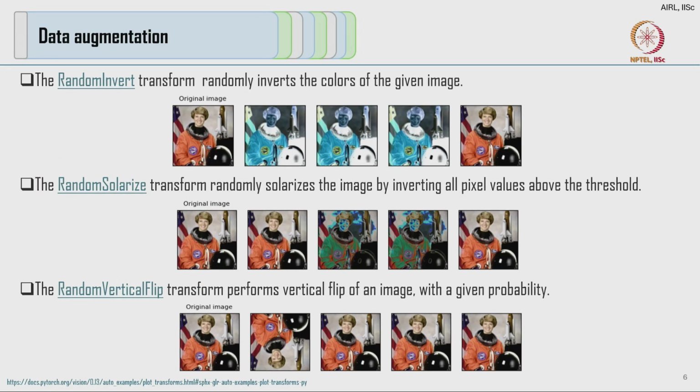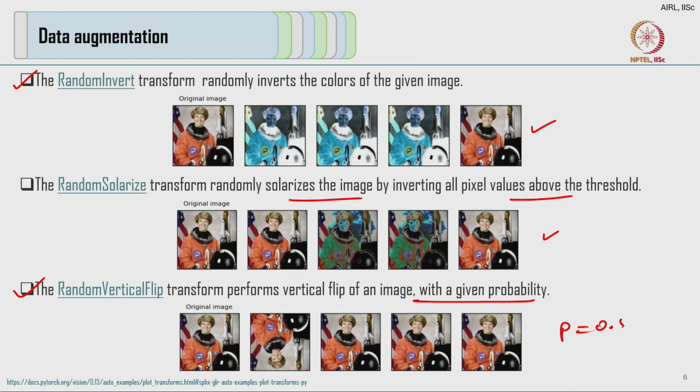Similarly, we have random invert, which is essentially inverting the colors of a given image. We can observe this in some of these samples. There is random solarize, which solarizes the image by inverting the pixel values. Some of the examples can be seen here. And lastly, we have random vertical flip, which flips the image, again with a probability.